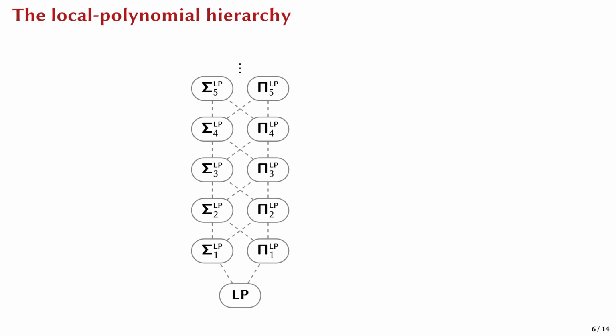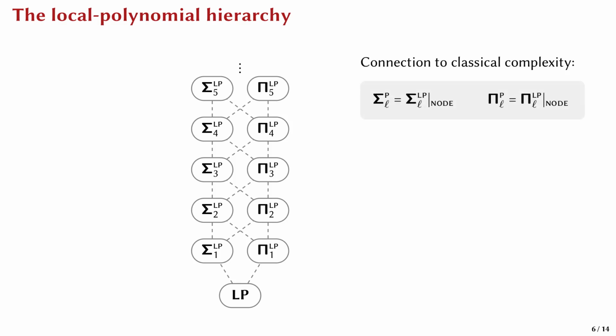This is of course very similar to the classical polynomial hierarchy, and in fact it's even a direct generalization of that hierarchy. You see, all of these classes talk about networks of nodes, but if we restrict them to networks that consist of a single node, then we get back the corresponding classes of the original polynomial hierarchy. So in particular, the class P is just LP restricted to single node networks, and NP is just sigma 1 restricted to single node networks.